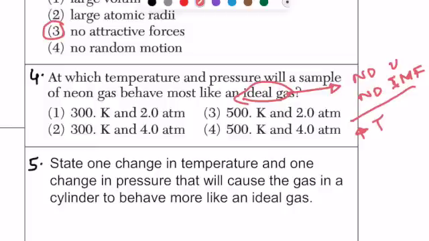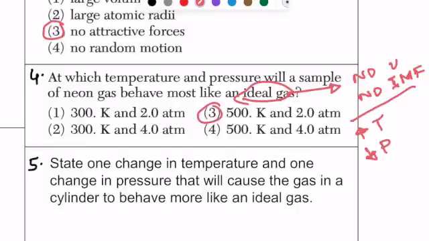attraction between them, and it's hard for them to occupy any space because they're just all over the place. And then if we also have very low pressure, now there's a lot of distance between the particles, so we can't really say what is the volume of the gas because it's not occupying the entire space. And also because they are so far away from each other, they have little to no intermolecular forces. So we are looking for the highest temperature and the lowest pressure in this case. So that will be option 3.